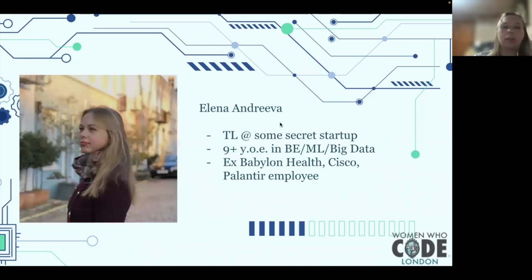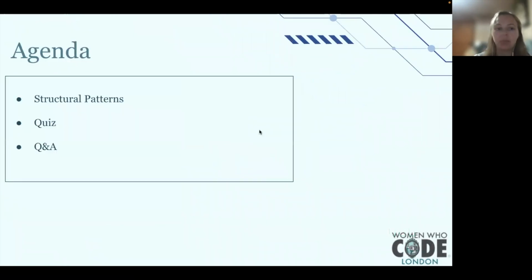So a few words about me. My name is Elena, like I already said, and I'm currently working as a team lead at some secret startup. I'm not going to reveal the name just yet. All in all, I've been working in IT for more than 9 years in different roles. I've been mostly a backend engineer, using languages like Python and Java. I did a couple of years in machine learning and big data as well. I worked in companies like Babylon Health, maybe you heard about it, especially if you're in the UK. I worked at Cisco, but that happened when I lived in California. And also I worked at Palantir, another company that exists both in the US and UK and also in some other countries.